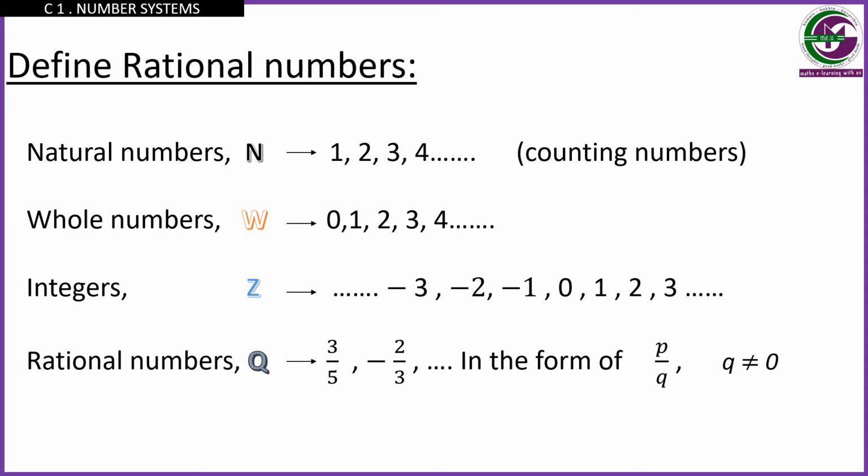Even mixed numbers can be considered rational numbers. 3, 2 by 5 or 2.5. These are all rational numbers. And not only positive numbers, you can also have negative fractions as rational numbers. In short, rational numbers are those numbers which can be represented in the form of p by q, meaning a numerator and a denominator. But there is a condition that the denominator can never be equal to 0. Why it can't be equal to 0, we will come to it also in the next slide.